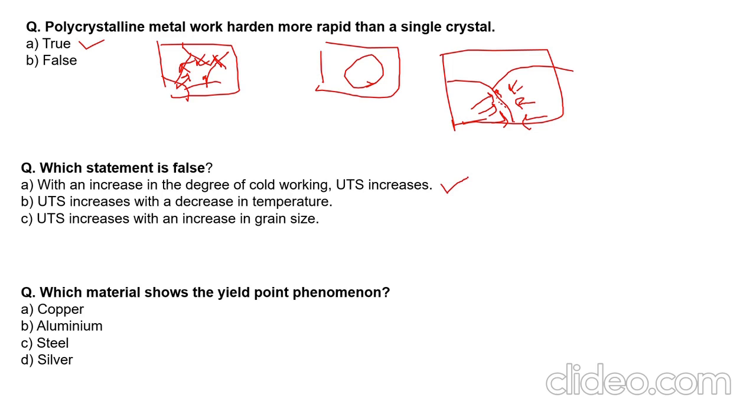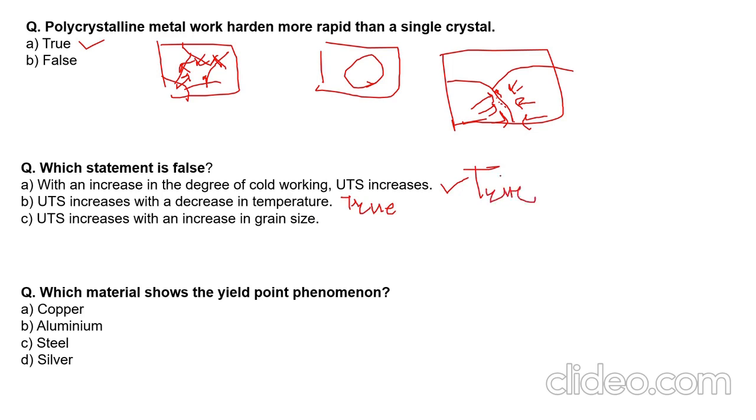I think this second option is false. It says that the ultimate tensile stress increases with the decrease in temperature. This is true because if you increase the temperature, the material will undergo recovery and recrystallization, and the stress will decrease, right? So temperature always tries to annihilate the effect of your strain hardening. So this is also right. This is a true statement. I should write true.